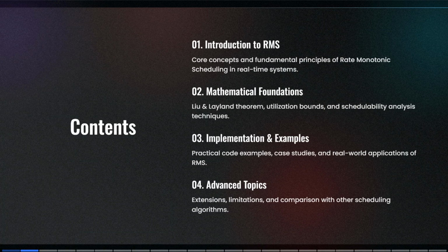A real-time system is one where tasks must complete within a specific time limit or deadline. These systems are used in places like medical devices, aircraft controls, or industrial automation, where even a small delay can cause failure. In such cases, the scheduling algorithm plays a critical role in deciding which tasks run when.